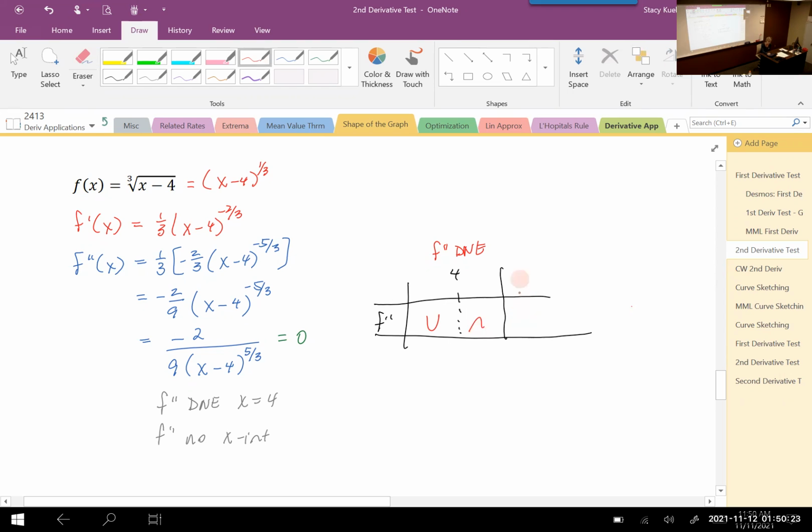So the interval in which the function is concave up occurs where? Negative infinity to 4, we're concave down. Where? Do I have an inflection point? No, I have no inflection point. All right, let's work another one.